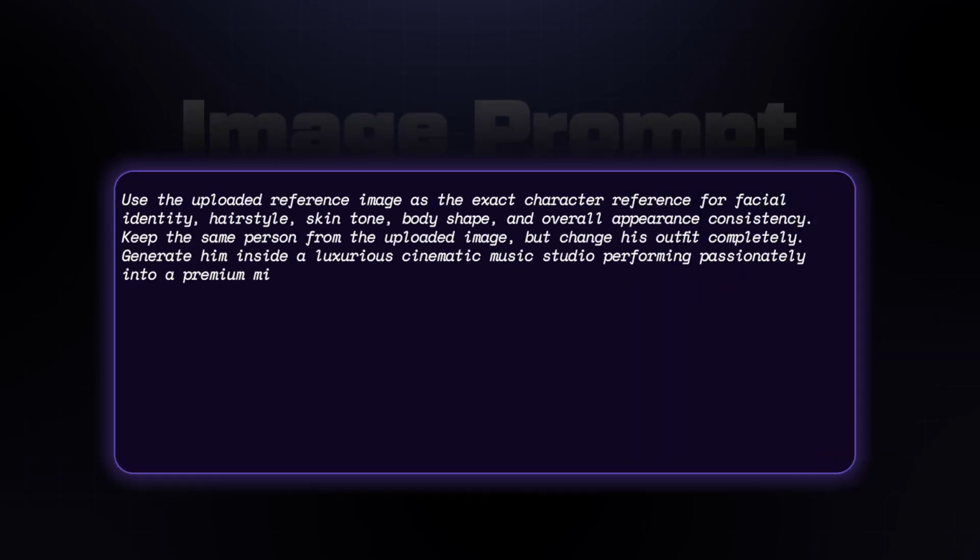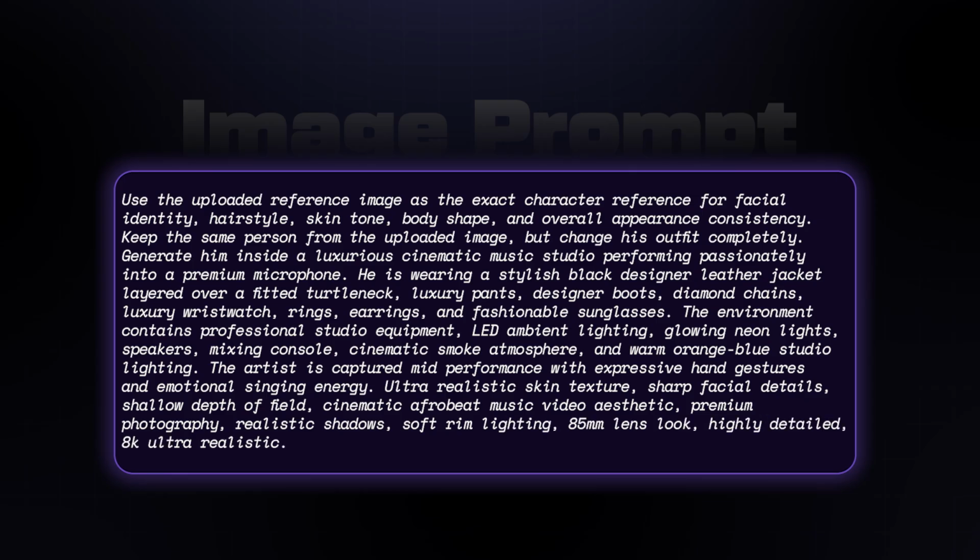For mine, I use this prompt. For the second image generation, you'll follow the same process again. Upload the previous character image, change the scene and outfit in the prompt, while maintaining the same character consistency. And just like that, your AI music video is already starting to come to life.